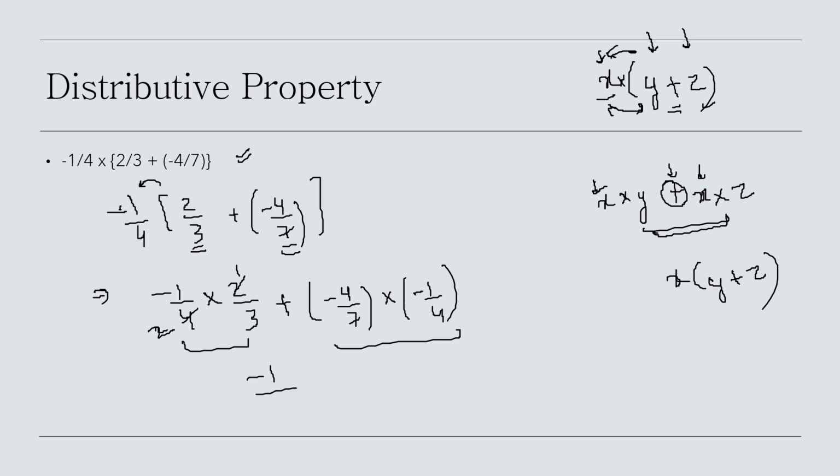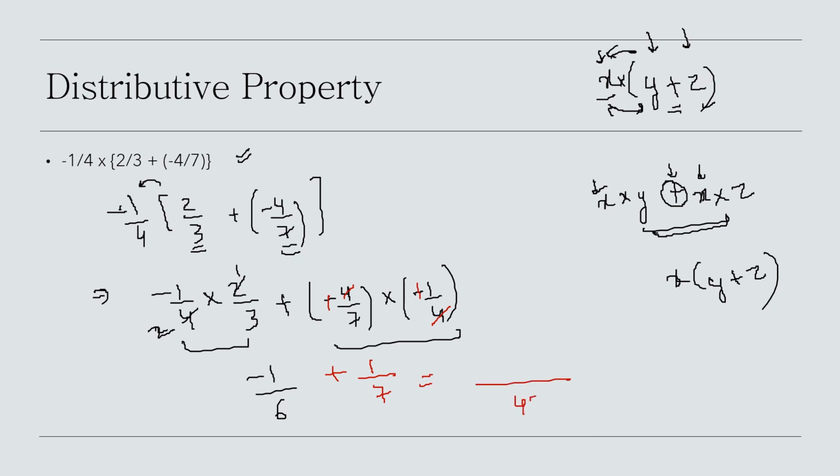In the denominator, 2 into 3, that is 6. Now here, if I can cancel minus 1 and 4 with 4, what am I left with? Plus 1 by 7, right?